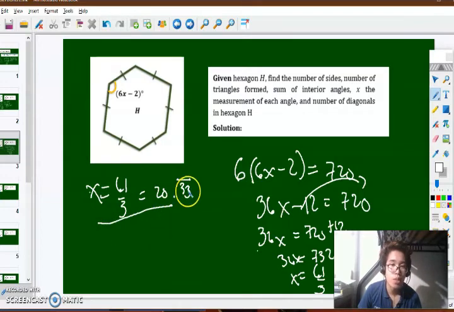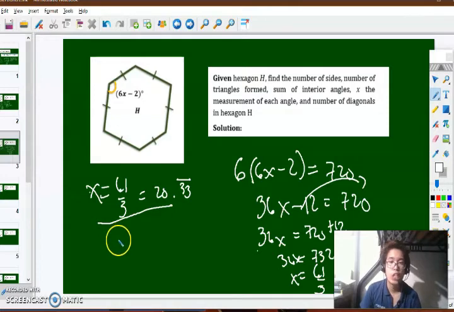The next step is we want to find the measurement of each angle. The measurement of each angle is already given there, it's 6x minus 2, but we want the exact value. So we have to substitute the value of x. We're not going to substitute the 20.33, because that is an estimation. What we're going to substitute is the fraction, the exact value, which is 61 over 3.